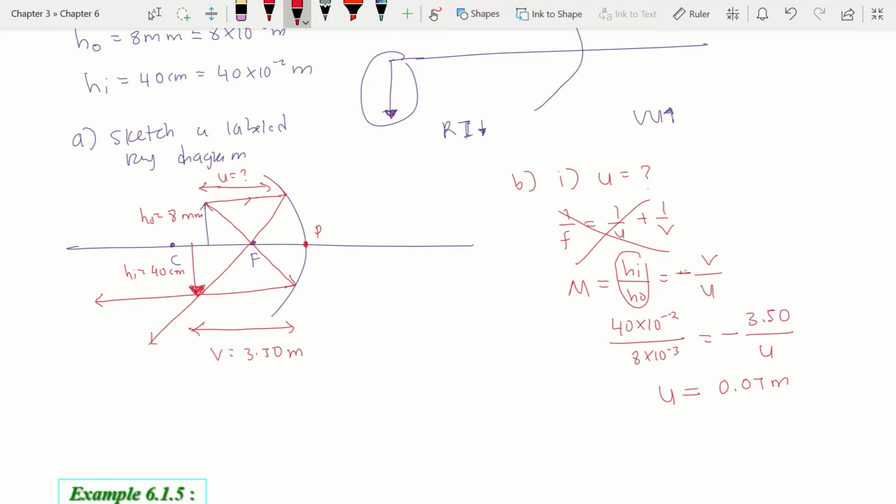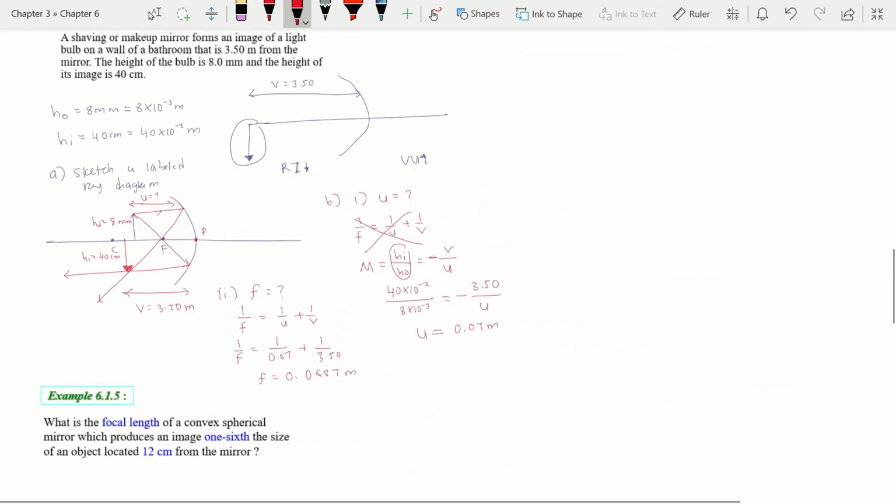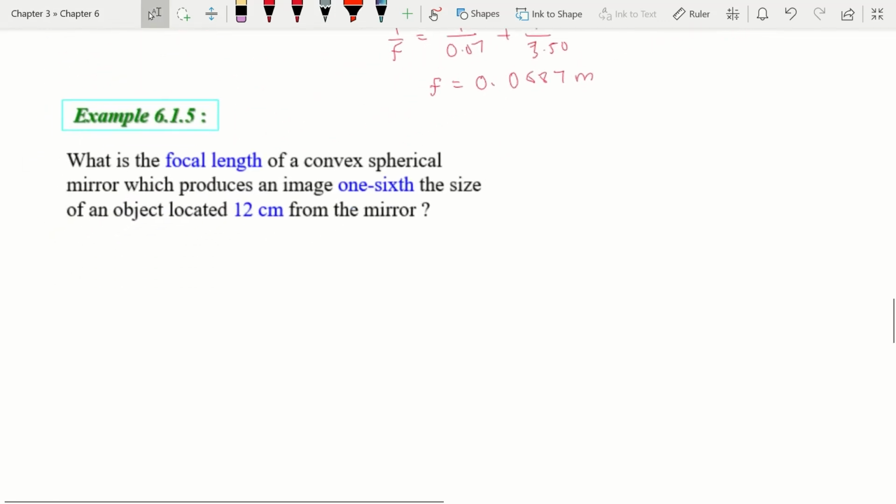Now we are going to look for the focal length. For the focal length, you can use the spherical mirror equation, 1 over f equals 1 over u plus 1 over v. We already know our object distance is 0.07 and our image distance is 3.5. Rearrange the equation and press the calculator, and we will get a focal length of 0.0687 meter. Okay?